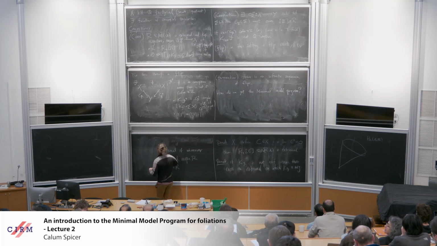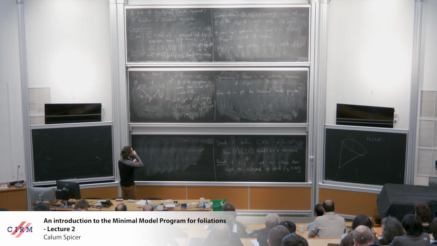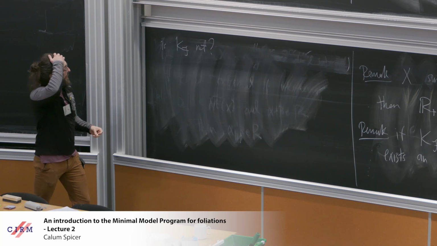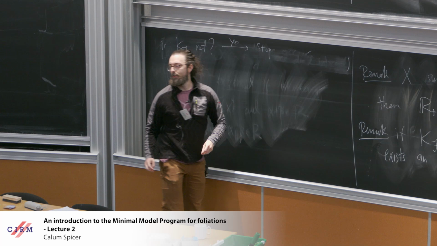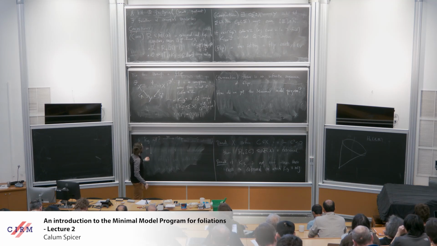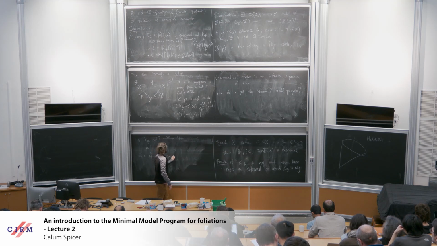Okay, and so now we can run this algorithm. The first question we ask ourselves is: is K_F nef? Well, if yes, we stop. That's one of the things we wanted to do. We wanted to make K_F nef. So if it was already nef, there's nothing to do. Otherwise, if no, then there exists a K_F-negative extremal ray.